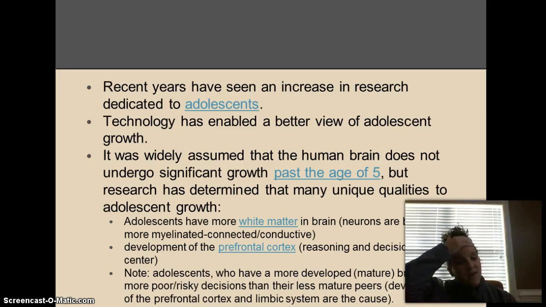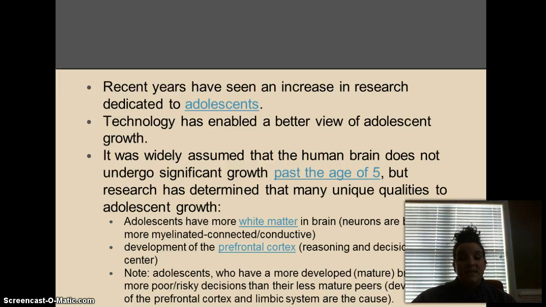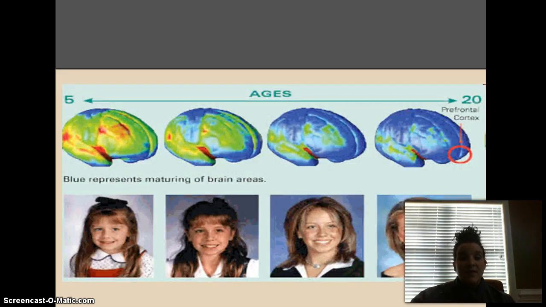We've talked about before the development of the prefrontal cortex, where reasoning and decision making is not fully developed. I'm going to make a note that adolescents who have a more developed or mature brain still make poor, risky decisions more so than their less mature peers. The development of the prefrontal cortex and the limbic system are the cause. And so you can see here the blue represents the maturing of the brain areas, and it's not really until we're into our 20s that we fully have that development of the prefrontal cortex.